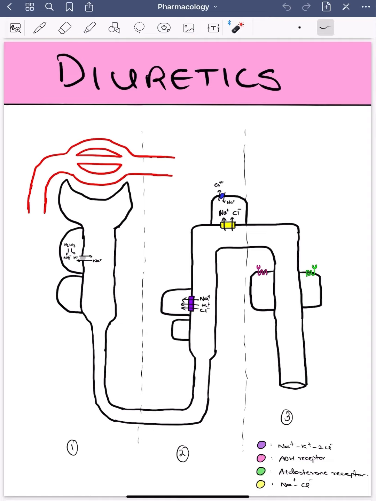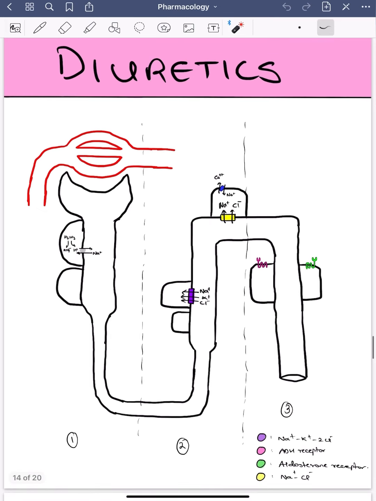One is in the thick part of the ascending loop of Henle, and the important channel through which the reabsorption of sodium takes place is the sodium potassium 2 chloride symport system, which is present, remember, in the thick part of the ascending loop of Henle. Another site is the early distal convoluted tubule, where the reabsorption of sodium takes place via the sodium chloride channels. So this is the reabsorption of sodium in the nephron.